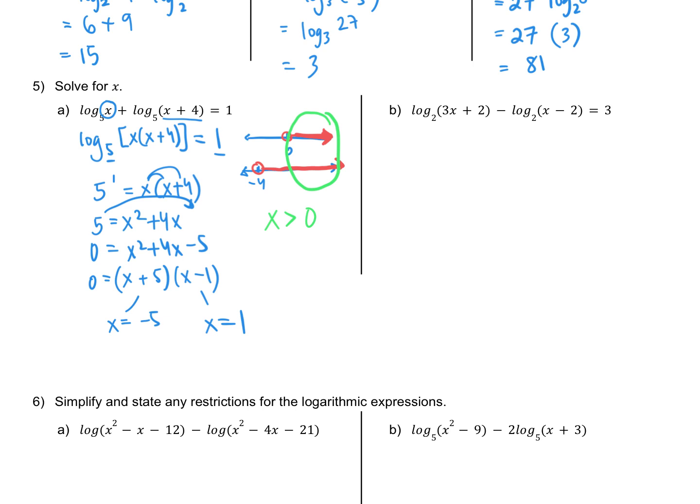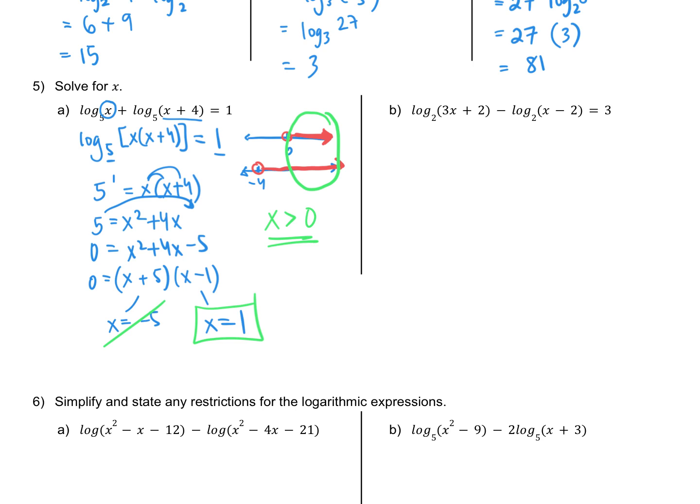Okay, because if I'm greater than 0, then this is good with me, and this is good with me. Both of those values would be positive. But if I put something here between -4 and 0, although this one would be okay, this would have a negative value, which I can't take the log of. So with this restriction in mind, x equals -5 does not fit within that domain. So my only answer here is x equals 1.